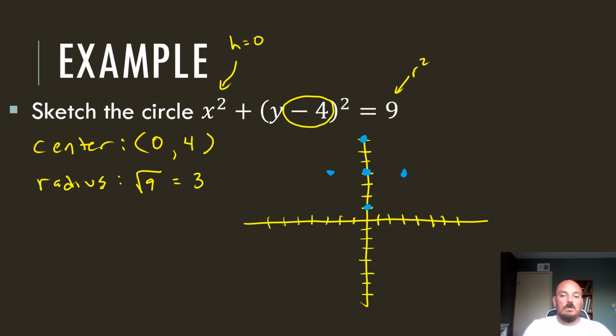Now, not the center, we'll leave that one, but through the 4 points we just drew, draw a circle going through those 4 points. And that's going to be the answer to our question. That's our sketch. That's a circle where the center is (0, 4), and the radius is 3. The blue circle there.